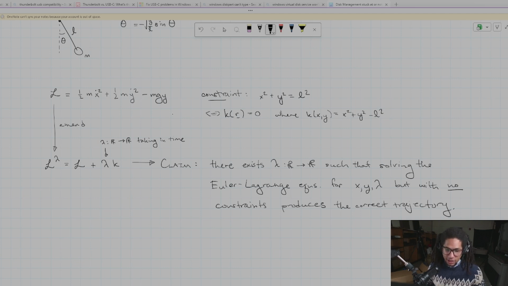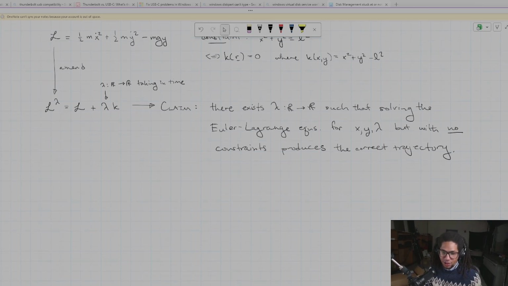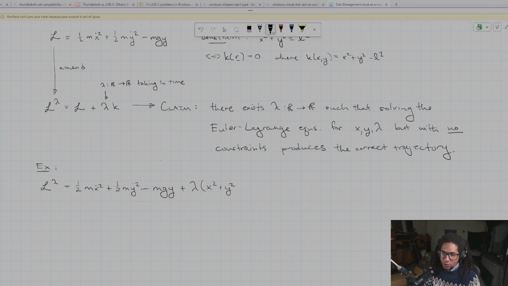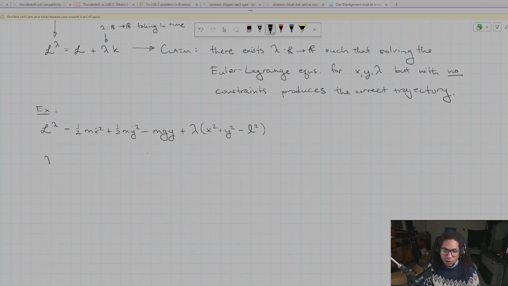All right, now let's see if we can prove that that is what in fact happens for the case that we're interested in. Here, in the example, L lambda is 1/2 m x dot squared plus 1/2 m y dot squared minus m g y, and then plus lambda times x squared plus y squared minus L squared. All right, so what are our Euler-Lagrange equations? Let's do the lambda one first, because I think it is the simplest to see.